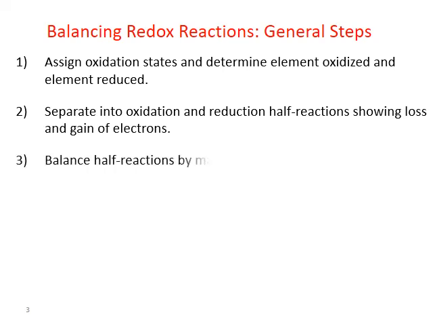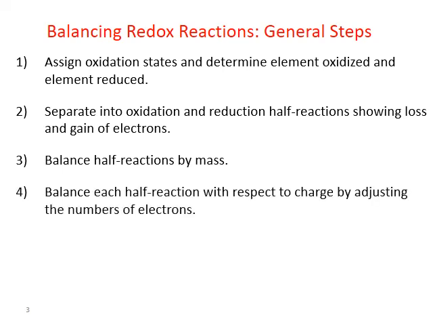We can now balance each half reaction separately. First, we do a mass balance, adding coefficients as necessary to make sure we have the same number of atoms of each element on either side of the arrow. Then we balance each half reaction with charge by adding coefficients to the electrons to make sure that the sum of the oxidation states on each side of the arrow equals each other.